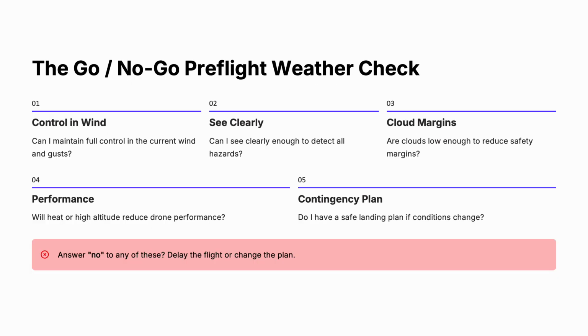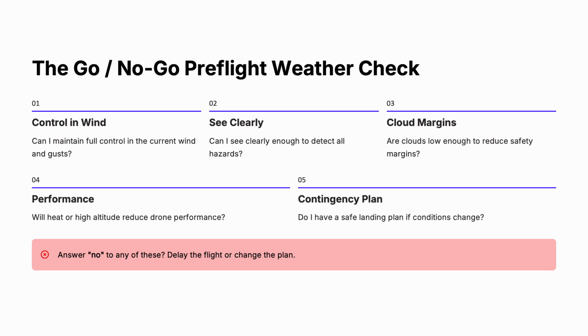Let's put everything together in a 5-question preflight weather check you can run before every flight. 1. Can I maintain full control in the current wind and gusts? 2. Can I see clearly enough to detect all the hazards around me? 3. Are the clouds low enough that they're reducing my safety margins? 4. Will heat or high altitude reduce my drone's performance today? And 5, do I have a safe landing plan if conditions change while I'm in the air?